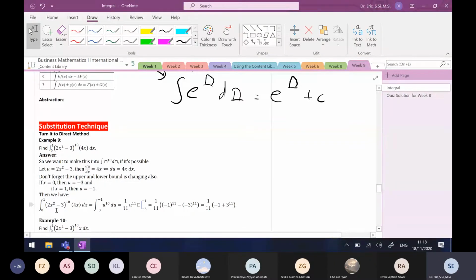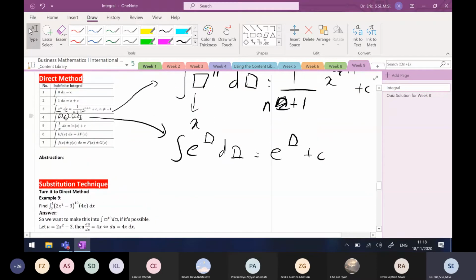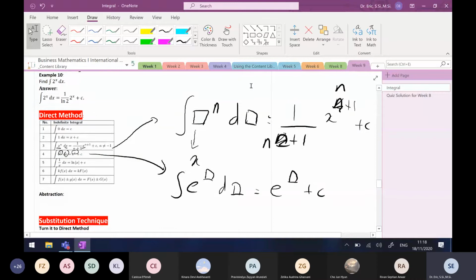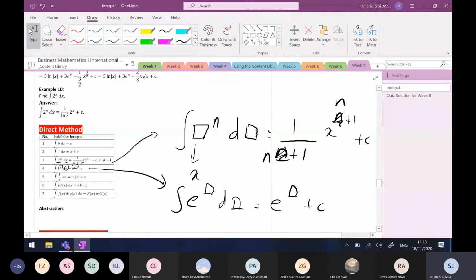So 0 becomes minus 3, and 1 becomes minus 1, because when x equals 1, u becomes minus 1. So it's just this one, and we can solve this using the direct method. Don't forget, the integral of box to the power of n, d box, equals 1 over n plus 1 times box to the power of n plus 1.